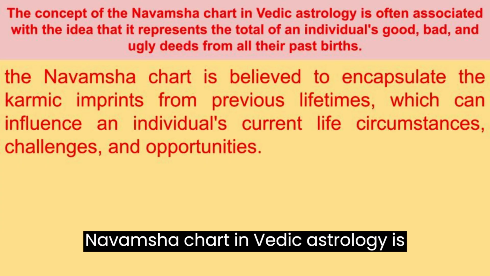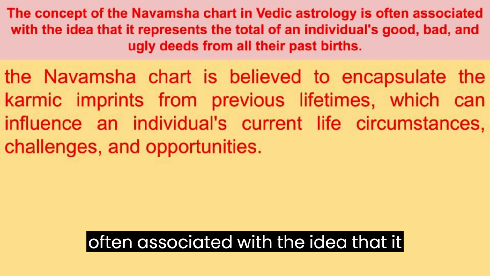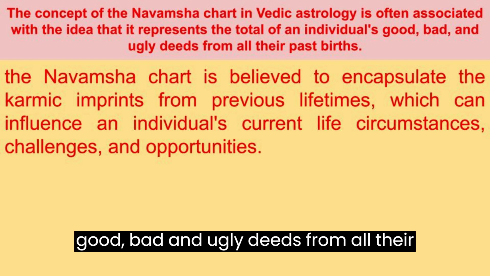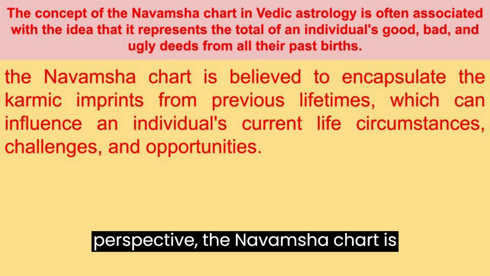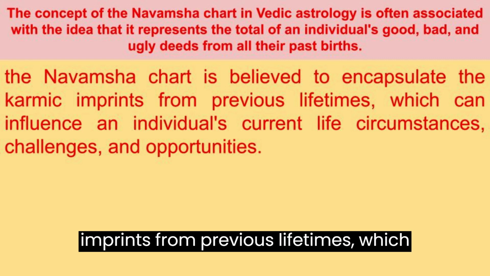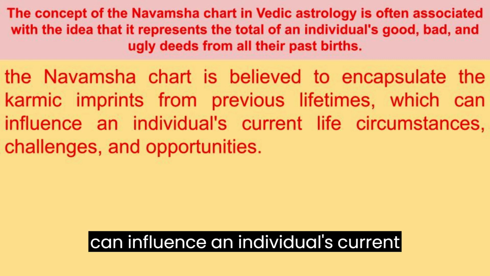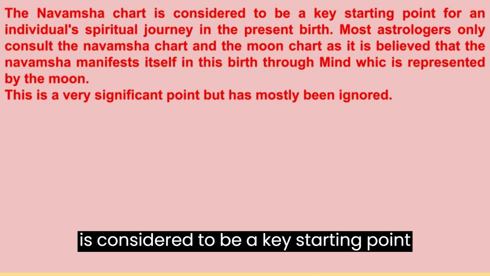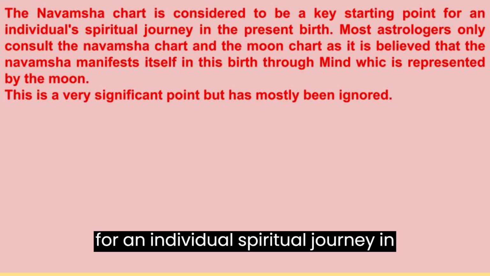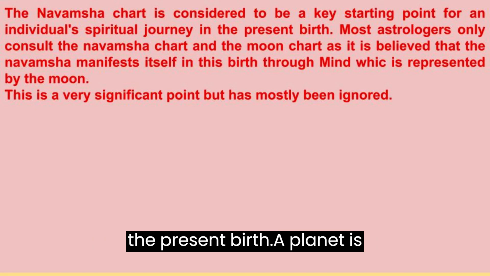The concept of the Navamsha chart in Vedic astrology is often associated with the idea that it represents the total of an individual's good, bad, and ugly deeds from all their past births. According to this perspective, the Navamsha chart is believed to encapsulate the karmic imprints from previous lifetimes, which can influence an individual's current life circumstances, challenges, and opportunities. The Navamsha chart is considered to be a key starting point for an individual's spiritual journey in the present birth.